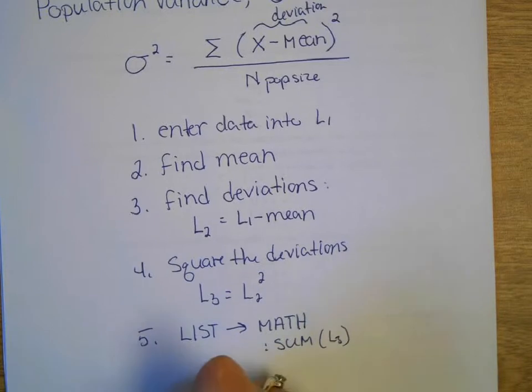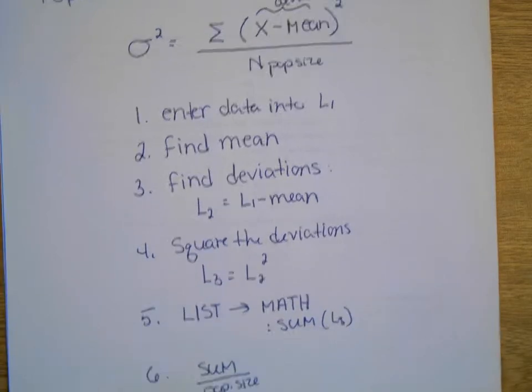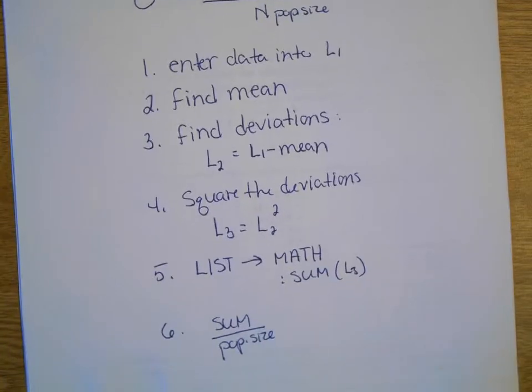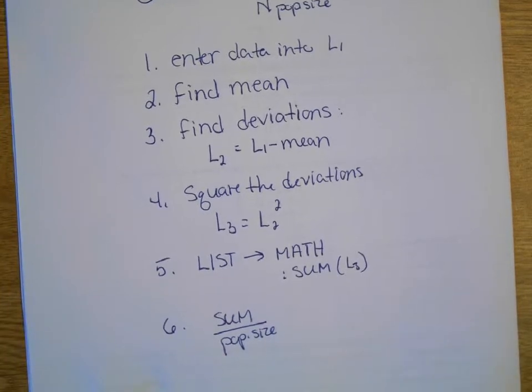Okay. What's your last step? Yep, take the sum and divide by the population size. So what was our population size? I think we had 10 data values in each one. Okay, so our example here, we'll write down the answers, and I want to talk about the units on this answer.